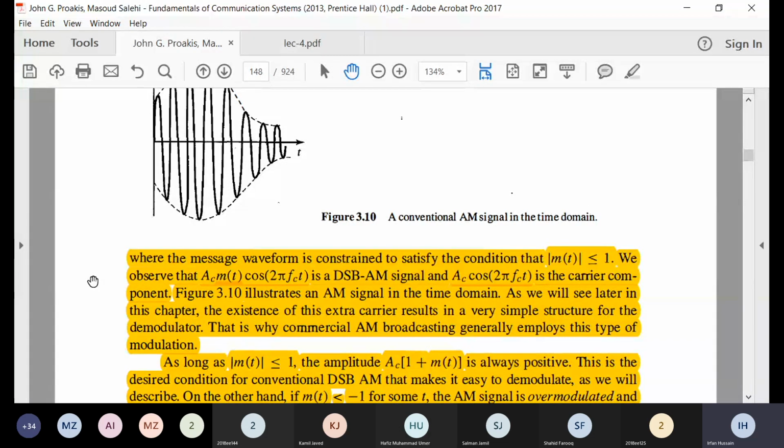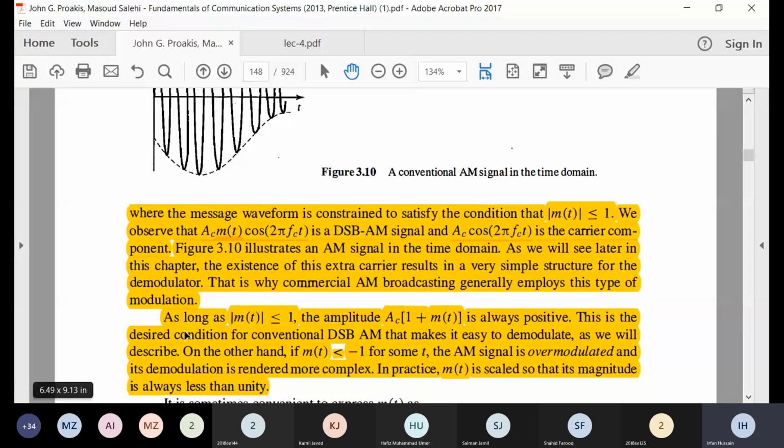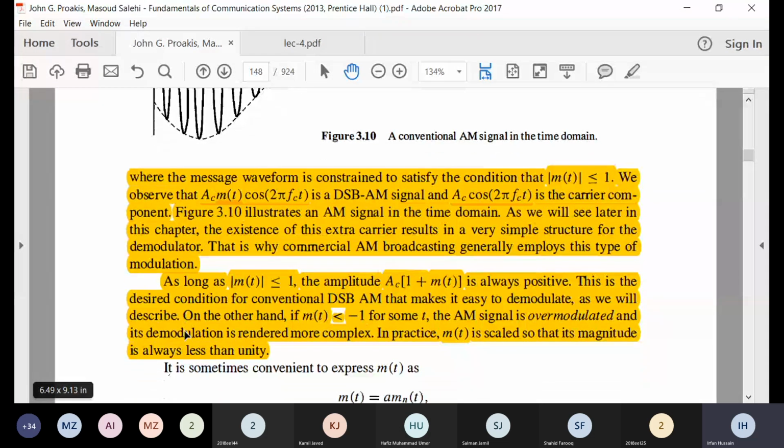So why are we putting this large carrier? Because you will see this will help us in simplifying the structure of the receiver or the demodulator, and this will actually make the receiver cheaper. That is why commercial AM radio broadcast employs this conventional amplitude modulation, where you have a very large carrier with respect to the signal m(t).